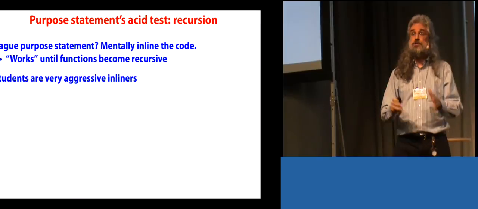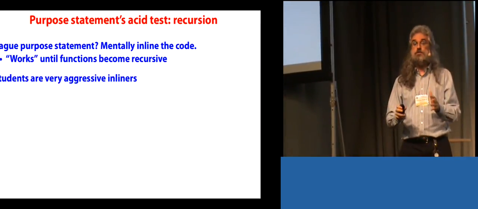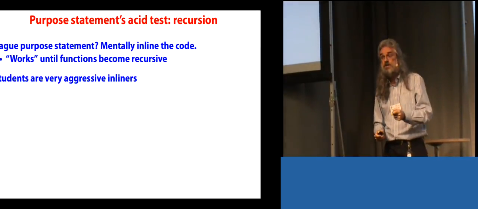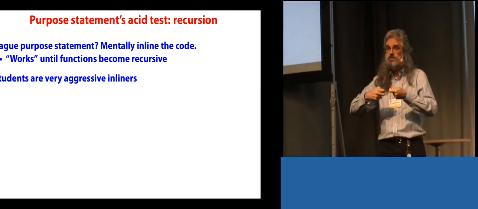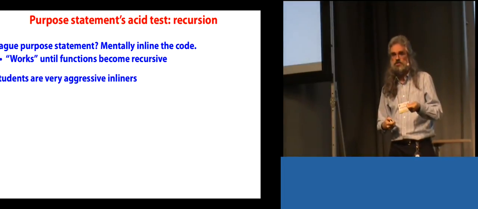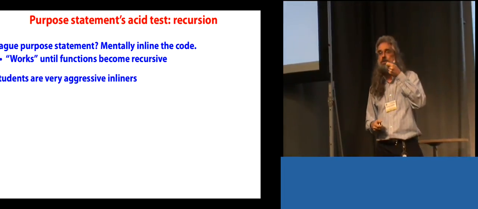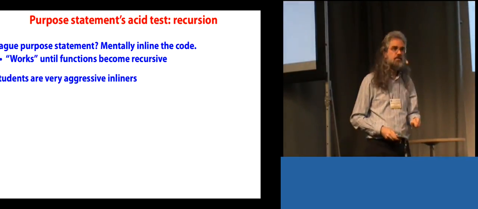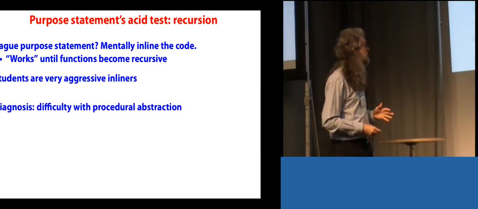They haven't learned to trust the purpose statement and not look at the code. And of course, the reason they haven't learned that is because the purpose statements they write aren't very good, so they're not trustworthy. They have to look at the code. So this is kind of a vicious cycle. And it's our job as teachers to turn that into a virtuous cycle where they can say, oh, now I know that I can write a good purpose statement, and then I can trust it, and I don't have to look at the code.